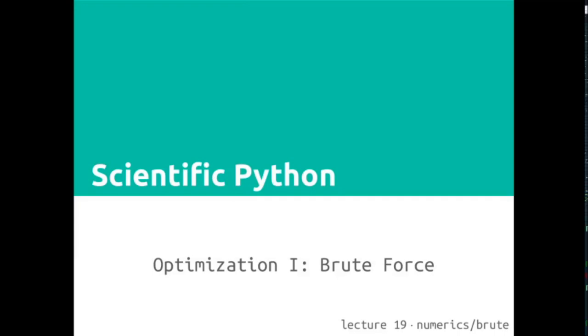Welcome to CS 101, Scientific Python, Lecture 19 on numerics and brute force. We're going to be starting a 3-lecture arc on optimization. Optimization means finding minima or maxima in mathematical problems, which often have many different unknown variables. This can get quite complicated, but optimization problems form the solution to many problems in physics, engineering, and other areas.